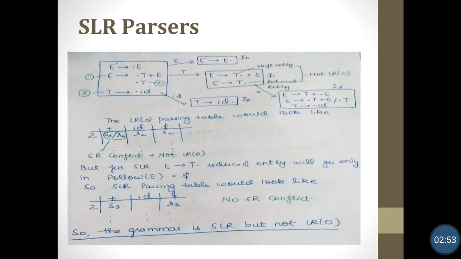So, how will it change in SLR parser? In LR0 parser, we can have reduce and shift conflict, but in SLR parser we may not have any conflict in the action and go to table, because we have less number of reduce entries as compared to LR0 parsing table.